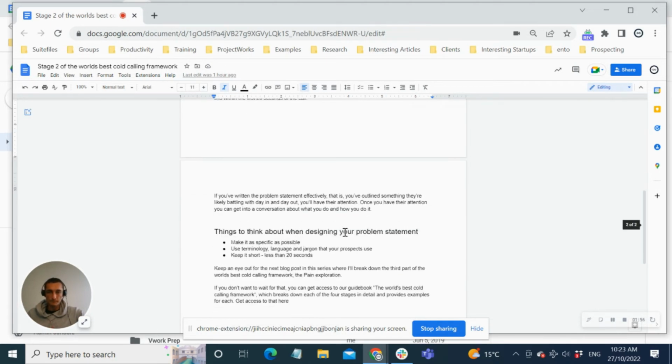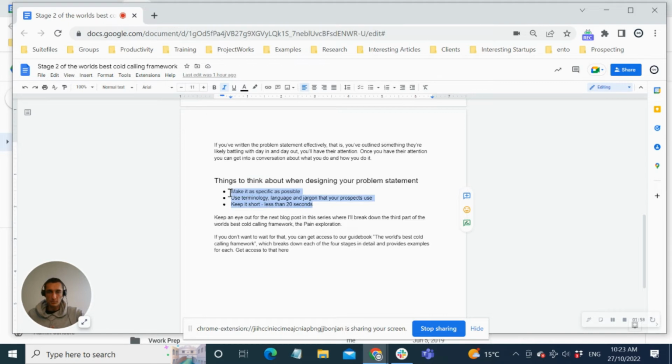Now when you do this, things to think about when you're creating these problem statements: make it as specific as possible. To do that, you can use terminology, language, or jargon that your prospects use, and keep it short, less than 20 seconds. But we really want to focus in on a problem that that person is feeling or that that business is facing. We want to outline that in detail and then ask them if they're suffering from that at the moment. That's all we need to do in phase two, right? Outline a problem, ask them if they're struggling with that at the moment. So that's it for the problem statement.